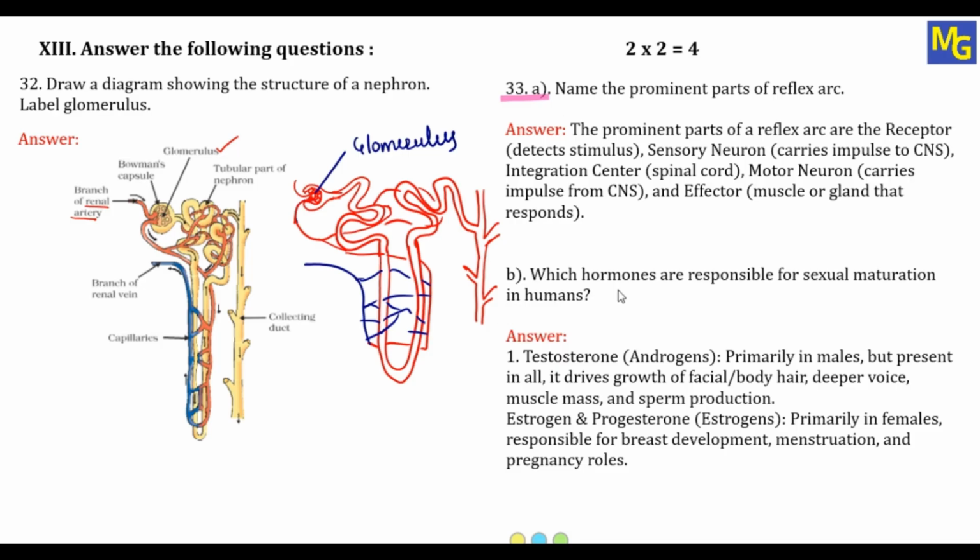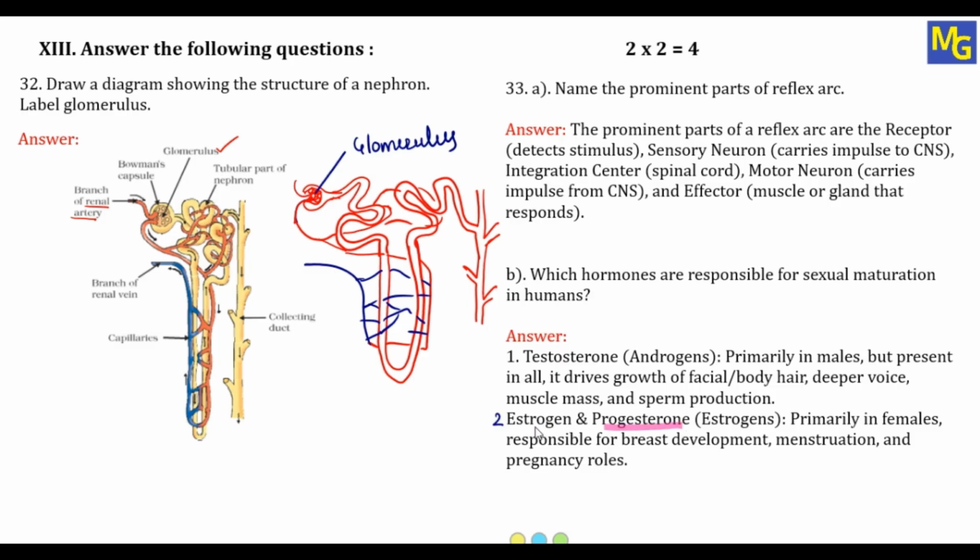Question B is, which hormone is responsible for sexual maturation in humans? So for humans, we have to tell the hormones which are responsible for sexual maturation in both male and female. First we will see testosterone, which is also called androgen, which is present in males. And whenever this hormone is secreted, secondary sexual characters grow, like growth of facial hair or body hair, deeper voice, increased muscles, or sperm production. These are all the secondary characters we can see in males, and the hormone is testosterone, also called androgen.